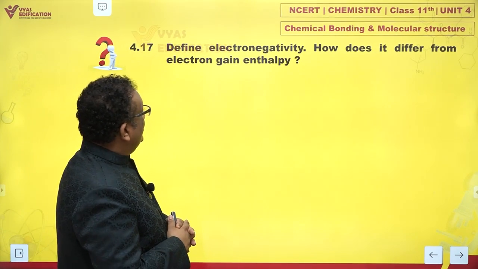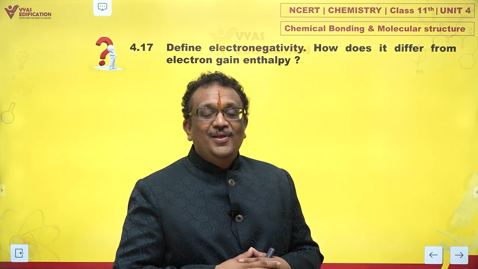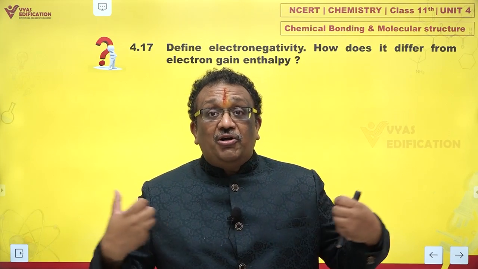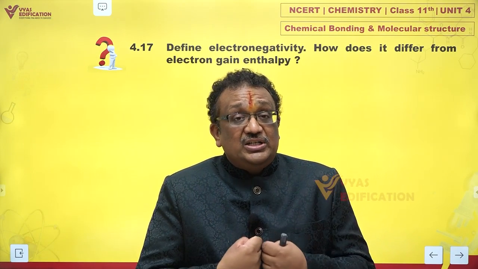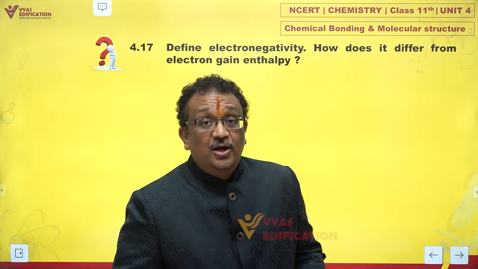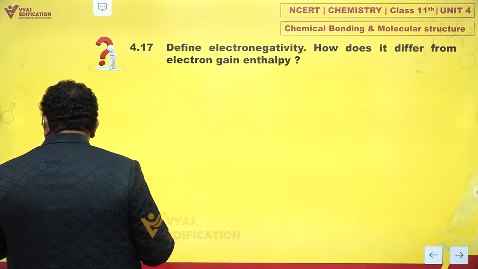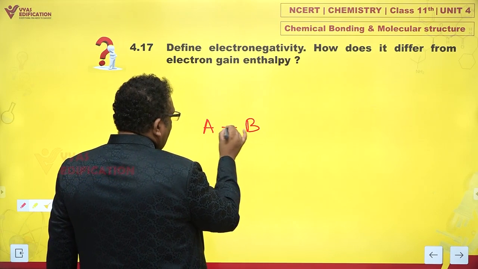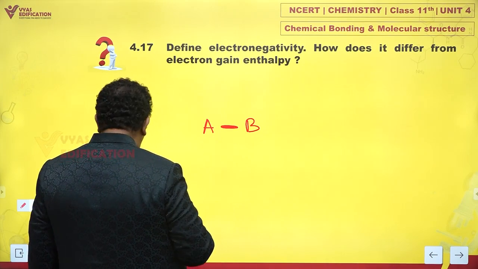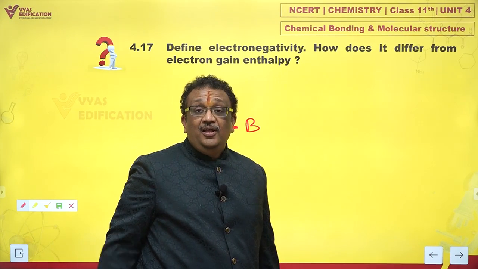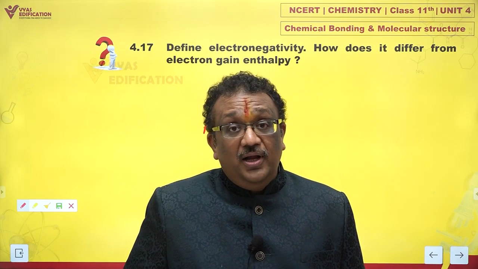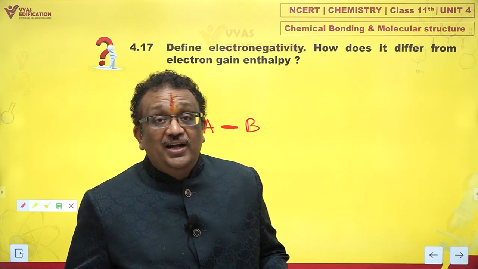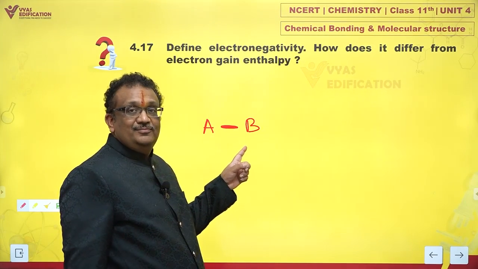Oh my God, and how does it differ from electron gain enthalpy? Electronegativity is very simple. What does it say? It simply says the tendency to attract a shared electron cloud towards itself, in a covalent bond, is said to be the electronegativity of that atom.